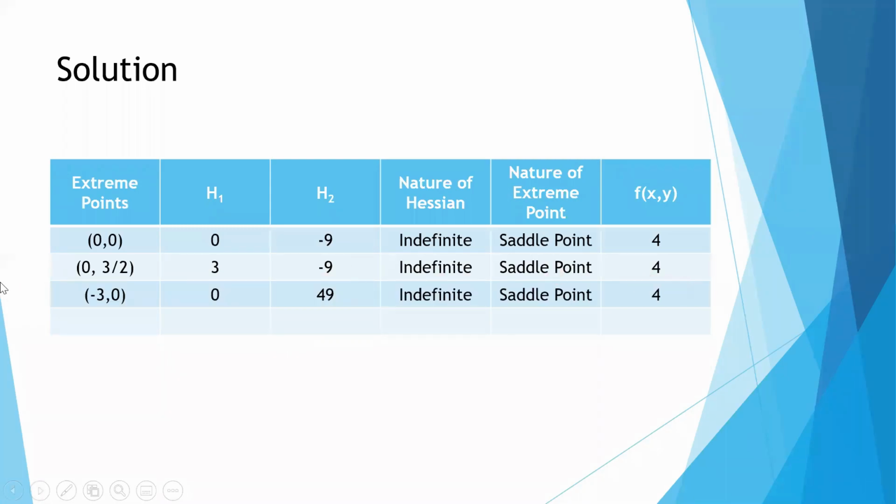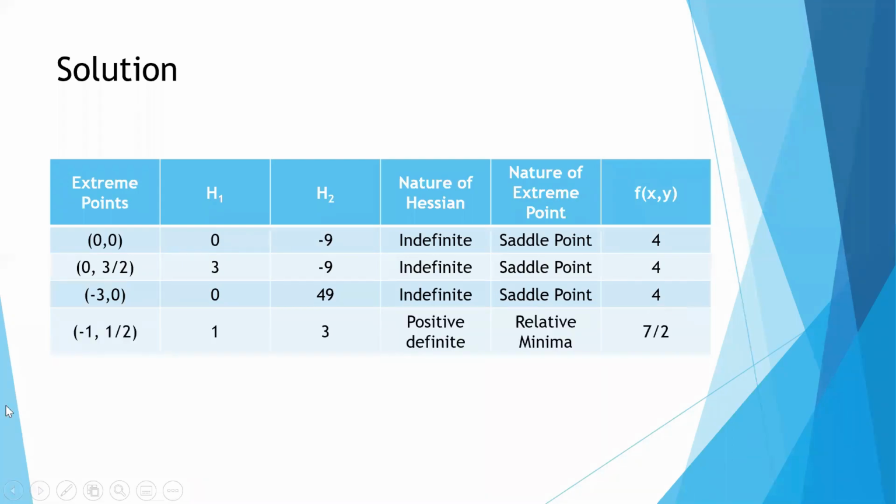After that, this is minus 3 and 0. That is the third point. The Hessian matrix is 0. The determinant of the first principal minor h1 is 0. The determinant of the second principal minor h2 is 49. So again, this is not both positive because we have a 0 here, and that is why it is indefinite. So again, this is another saddle point. The functional value is still 4.